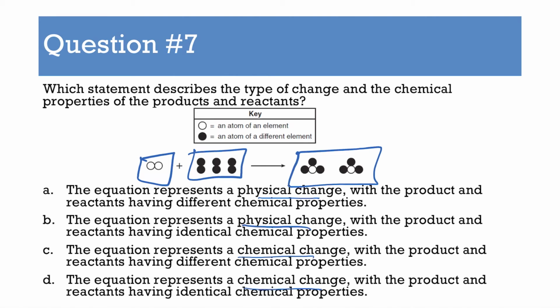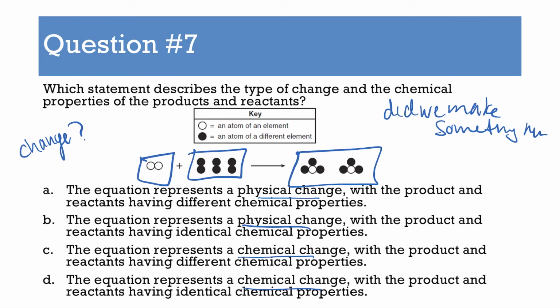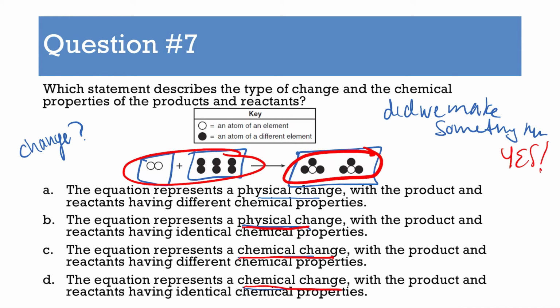So first, let's ask ourselves, what kind of change do we see? And our question should be, did we make something new? And the answer is yes. We started with this, we're ending with that. It is different. So that means we have to have a chemical change. So that means we can get rid of choice A and B. So now that we've narrowed down our answer choices, let's take a deeper look into C and D.